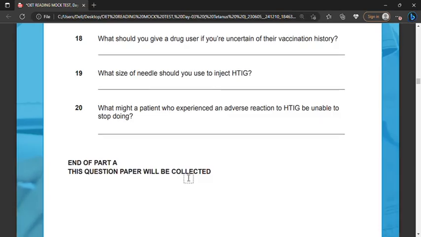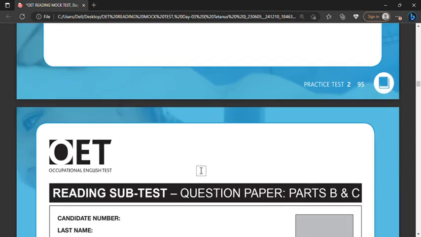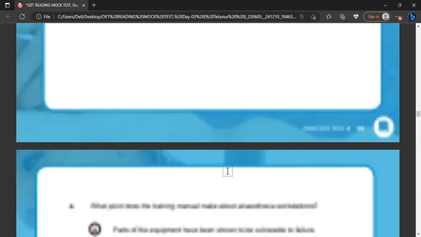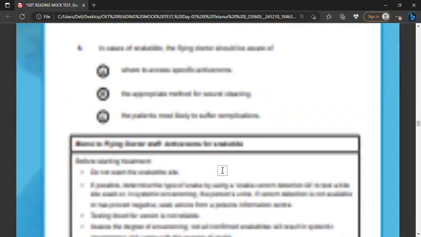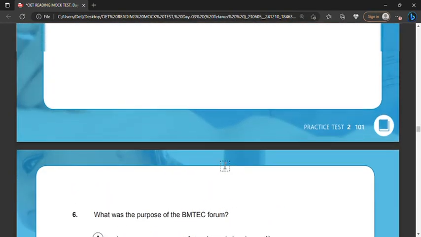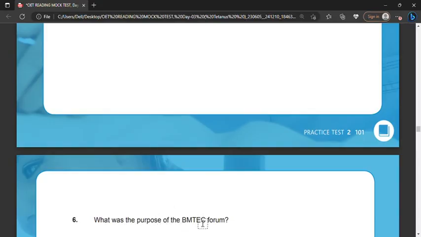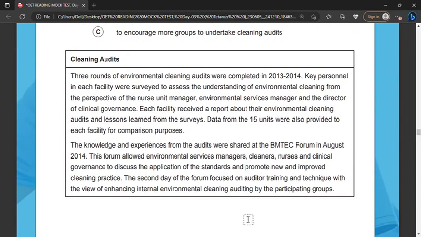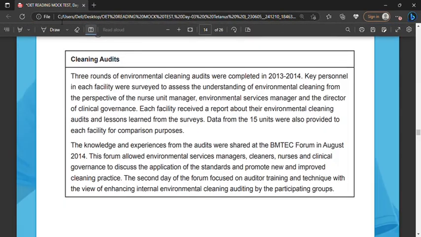Okay, your next question is part B, question 6. How is the answer B? So let's move to the part B sixth question. What was the purpose of the BM Tech form? Now we will not read the answer options. We will read the paragraph first. Each facility was provided a data form.